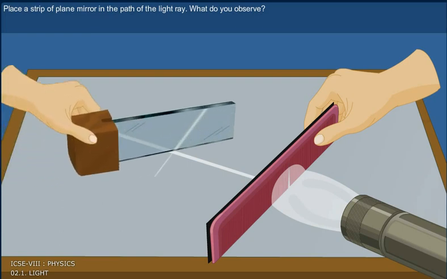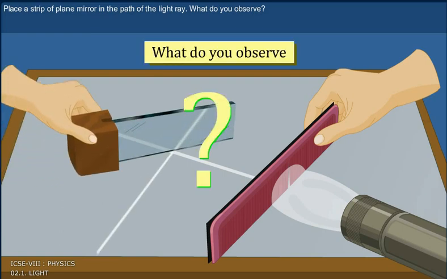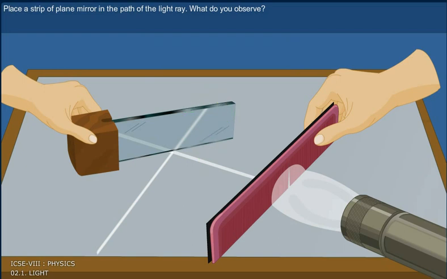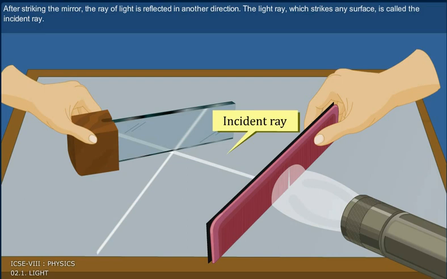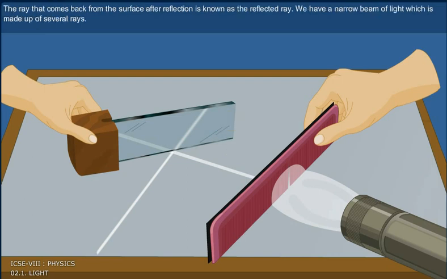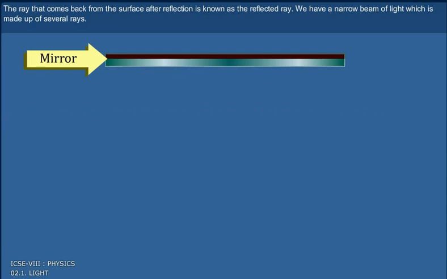Place a strip of plain mirror in the path of the light ray. What do you observe? After striking the mirror, the ray of light is reflected in another direction. The light ray which strikes any surface is called the incident ray. The ray that comes back from the surface after reflection is known as the reflected ray. We have a narrow beam of light which is made up of several rays.